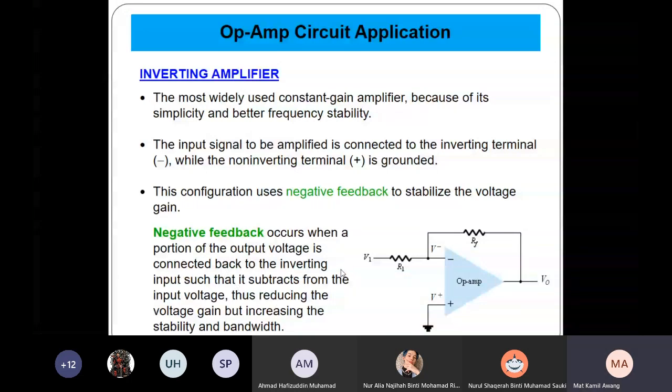So the output signal is fed back to the negative terminal and subtracts from the input signal. By doing that, it reduces the voltage gain. So the closed loop gain will be lower than the open loop gain of the amplifier. And this will increase the stability and also increase the bandwidth.